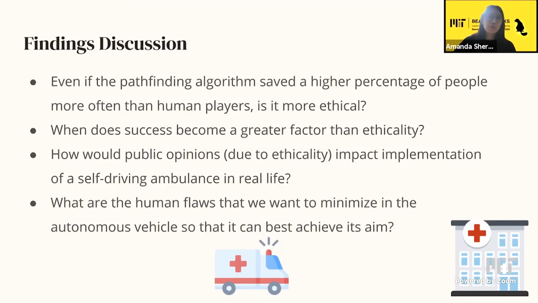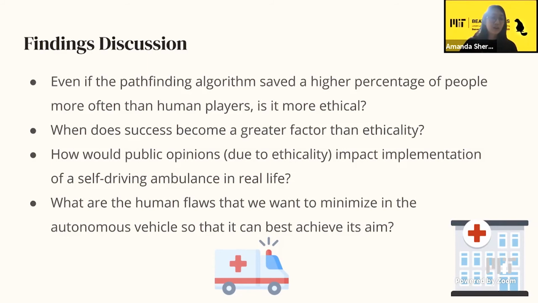So that depends on what you count as more ethical. An example would be fewer people squished. And then this ties into our second question, when does success become a greater factor than ethicality? And again, this depends on how you define success. So for example, you could define success as the number of people delivered to hospitals, number of people rescued in fire, or number of times the ambulance escaped fire. And you can measure this by valuing either self-preservation more or altruism more. And this could go multiple different ways. And then our next question was, how would public opinions due to ethics impact implementation of a self-driving ambulance in real life?